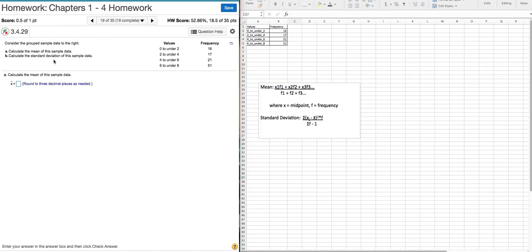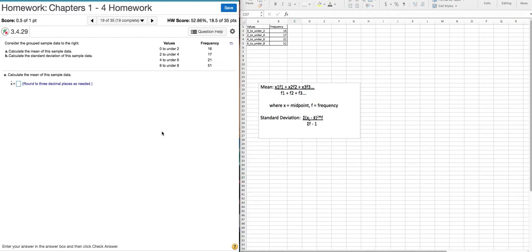This is problem 3.4.29, and we are working with grouped data in this problem. And this isn't quite as easy or as quick to solve in Excel because we aren't able to use just quick average or standard deviation functions to come up with the mean and the standard deviation of a grouped data set.